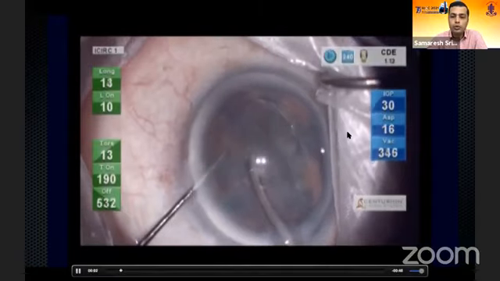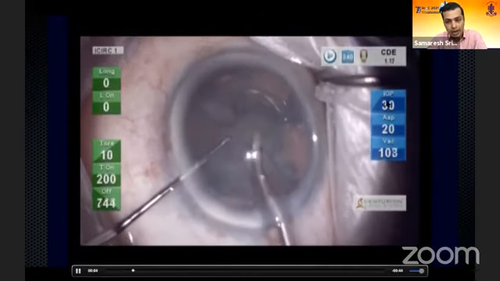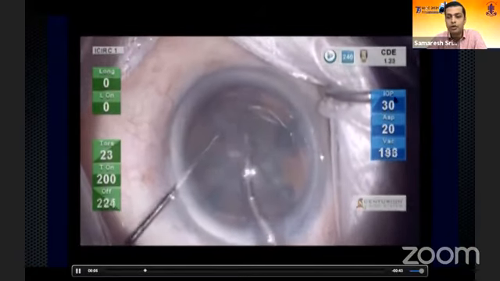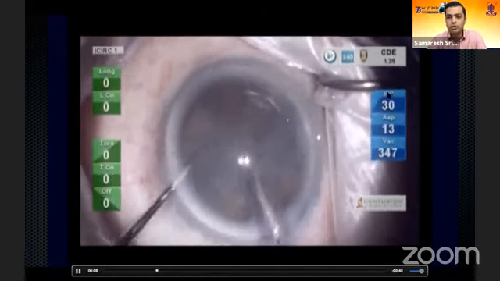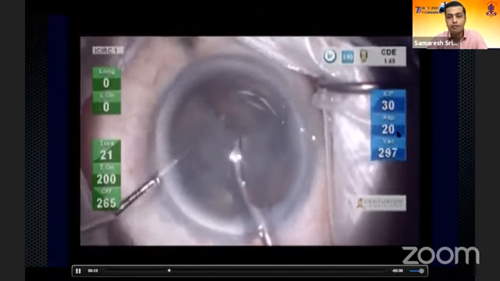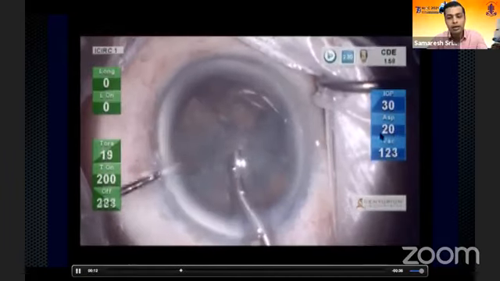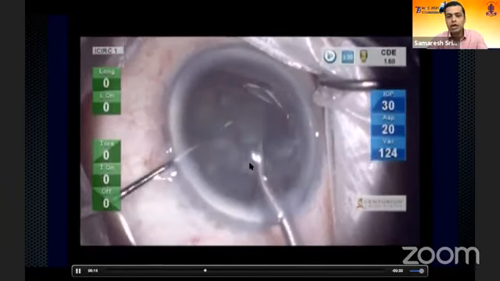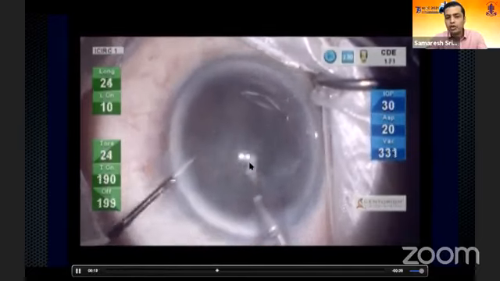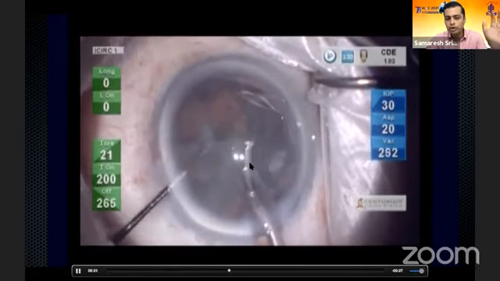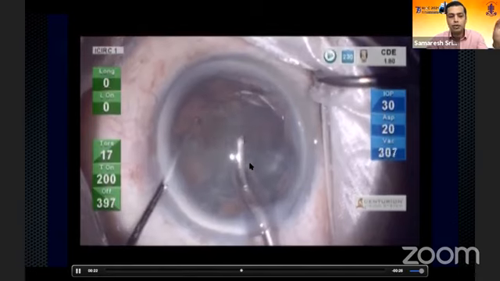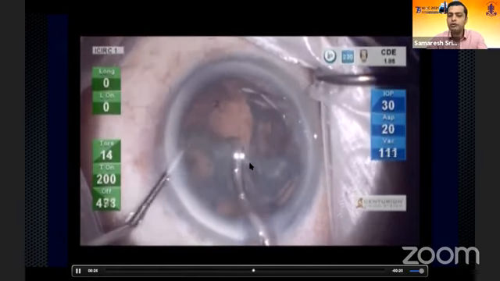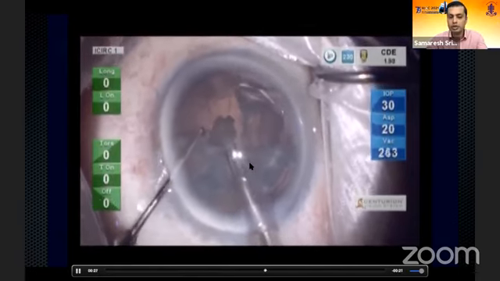Again, just to show you, on a Centurion Vision System with lower parameters, which means an IOP of 30, which corresponds to a bottle height of about 40, 42, a low flow rate of 20, and an appropriate vacuum. Notice when we pull the nuclear fragment in the center, not much manipulation is required. You don't even need the second instrument. You can just hold and push your foot pedal down, and the nucleus will proactively completely disappear into the phaco probe without you doing any manipulations whatsoever.